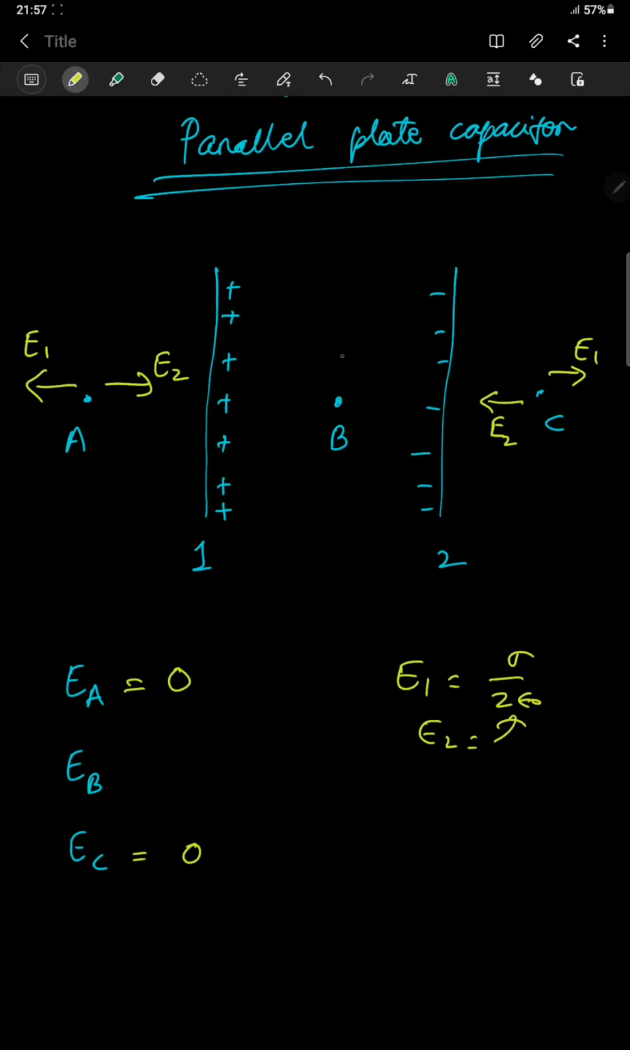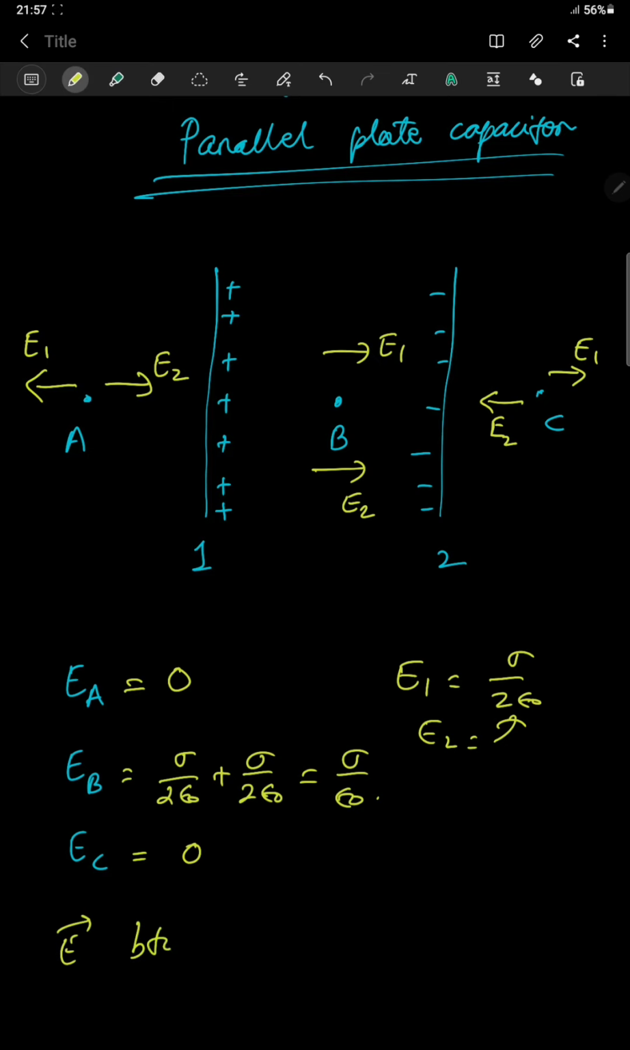But the interesting thing happens inside, in between the two plates, at point B. What happens? Your E1 is along this direction and E2 is also along this direction. Therefore EB will be how much? Sigma by 2 epsilon naught plus sigma by 2 epsilon naught, which is equal to sigma by epsilon naught. So from this problem, one conclusion you can make is that the electric field between the plates of a capacitor is sigma by epsilon naught.